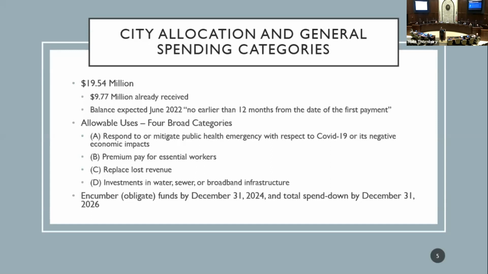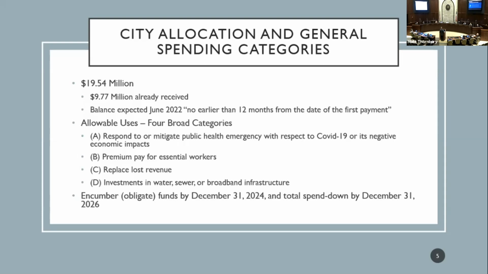The city's allocation is $19.54 million. Of that, the city's already received, June 1st, $9.77 million. The second half is expected to come to us no sooner than 12 months from the time of the first payment. So we can expect June of '22 is when we will receive the next allocation of those funds.